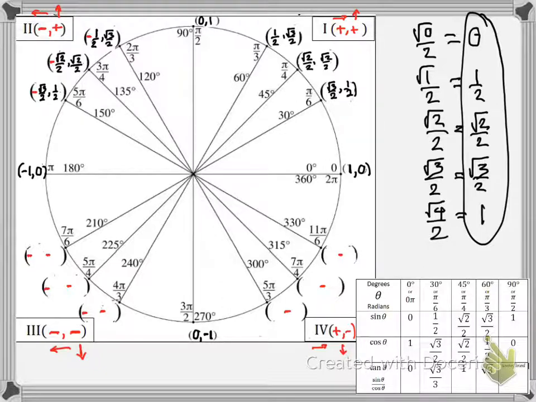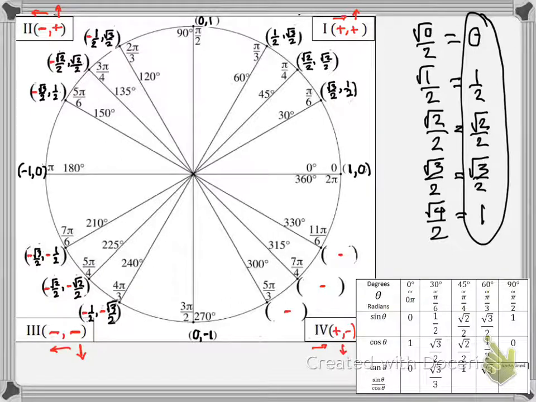Let's look at quadrant 3. Looks like my x's start with 0 here at the pi, 180, so the x's are going to go 0, 1/2, root 2 over 2, root 3 over 2, back to the 1. My y's start with 0 on the bottom, so I'm going to work my way up from there. 0, 1/2, yes, I need a comma, root 2 over 2, root 3 over 2, back to the 1 I know.